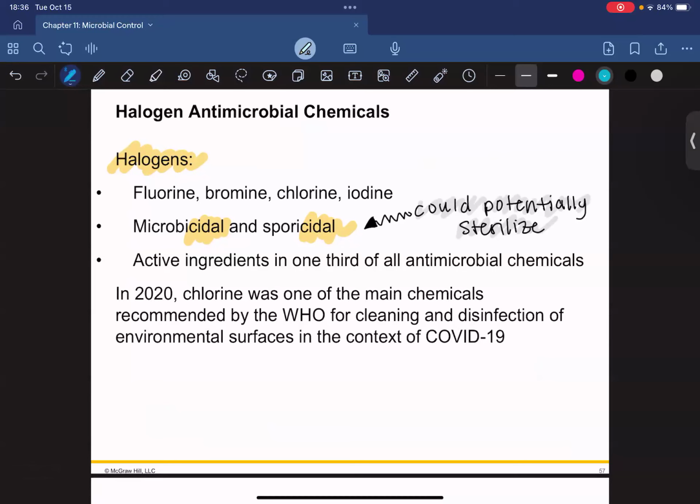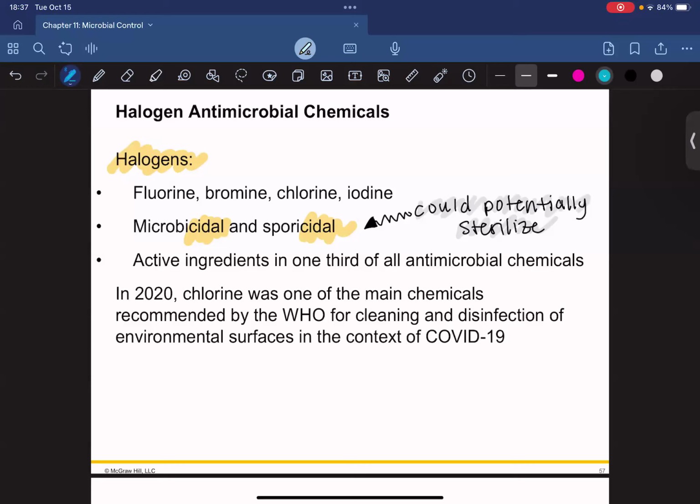Let's start with those. Might sound like a weird thing, but it really isn't. Here we're talking about fluorine, bromine, chlorine, and iodine. All of these are commonly used. So we know fluorine is added to your toothpaste and your drinking water to help keep stuff from growing on your teeth as best as we can. Bromine is often used in hot tubs to keep them sterile. We have chlorine used also in hot tubs and pools, but in a whole lot of other things. We have a whole lot of cleaners that will have chlorine-based compounds in them. In fact, like it says down there, chlorine is one of the main chemicals recommended by the WHO for cleaning and disinfecting for COVID. And it's one of the most widely used active ingredients in a third of all antimicrobial chemicals. Most of that's chlorine.